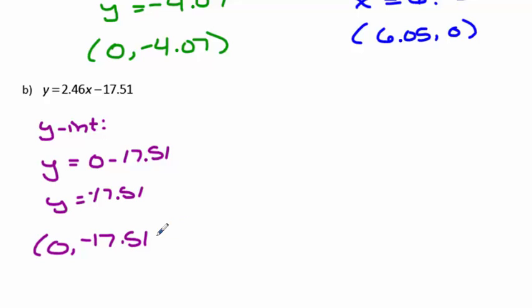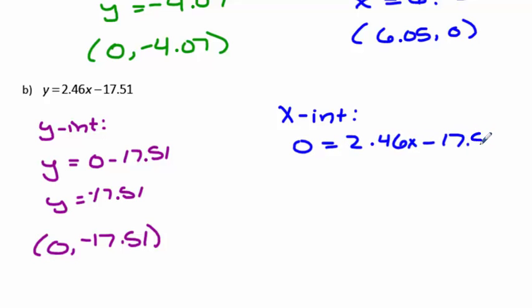We're going to have to do a little bit more work and grab our calculator to get our x-intercept. To get our x-intercept in this case, we're going to plug in 0 for y, and we're going to have 0 equals 2.46x minus 17.51. If I'm looking for the x-intercept, the variable that I'm solving for should always be x, and vice versa. For the y-intercept, the variable you're solving for is going to be the y.